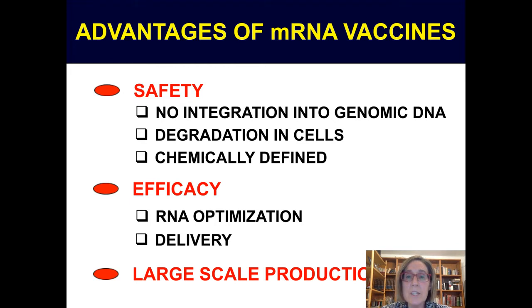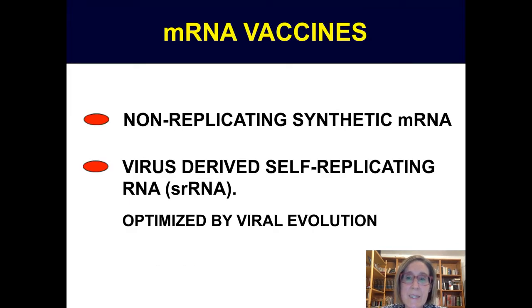In addition to the current non-replicating synthetic mRNA vaccines, virus-derived self-replicating RNAs represent promising next-generation vaccine candidates. They have been optimized by viral evolution in terms of replication, gene expression, and evasion from the innate immune response. Today, I will present our work in the development of self-replicating RNA vaccine candidates against SARS-2.